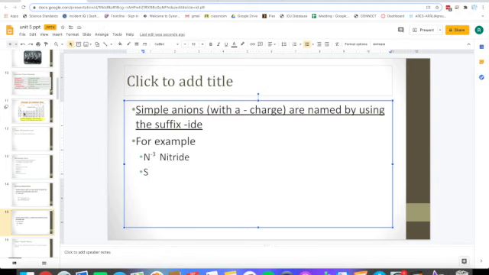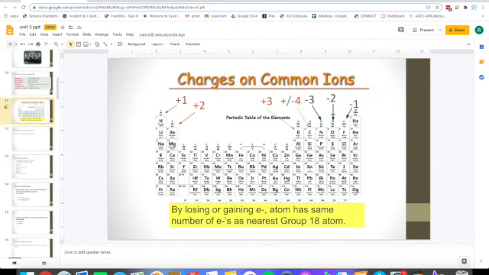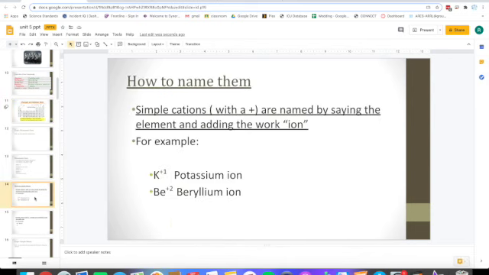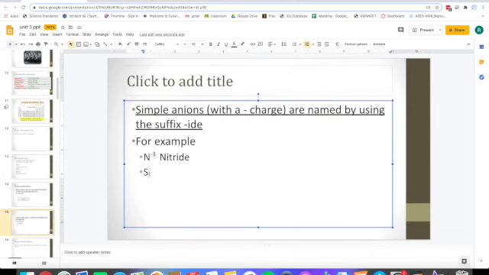Okay, sulfur. We'll find sulfur right here, it has a -2 charge. So -2 charge. Since it's a negative charge, it needs to end in -ide, so that would be sulfide.